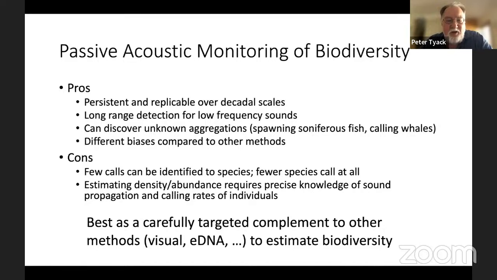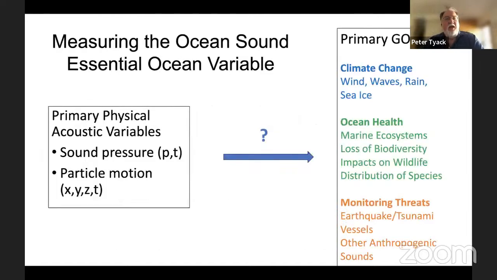So it's best viewed as a targeted complement to other methods like visual sighting and eDNA for estimating biodiversity. It's not a panacea in its own right. And I'd like to now close by talking about how we structure measuring ocean sound, the essential ocean variable, going from the primary physical acoustic variables to the primary GOOS goals.